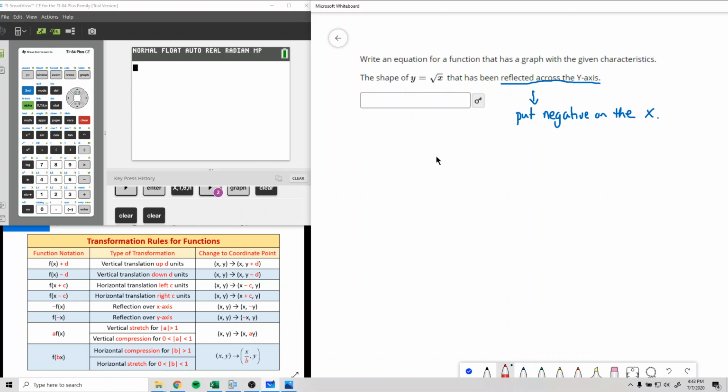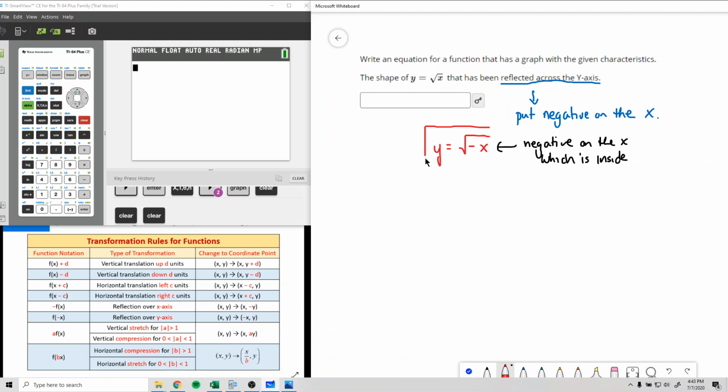Right, but very literally, if we want to graph this, we take our square root of x and we put a negative on the x. But very important for this one, the negative goes on the x, which is on the inside. So the negative stays inside the square root. And this is the correct answer.